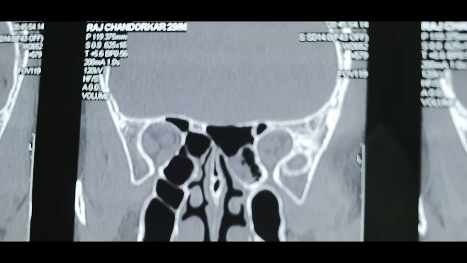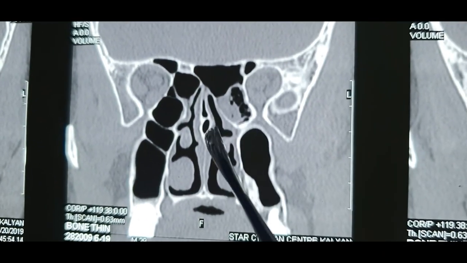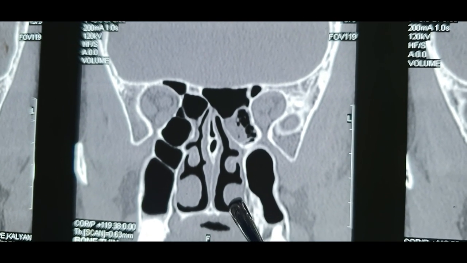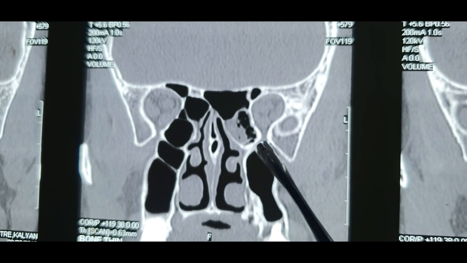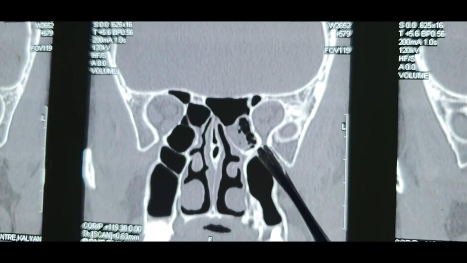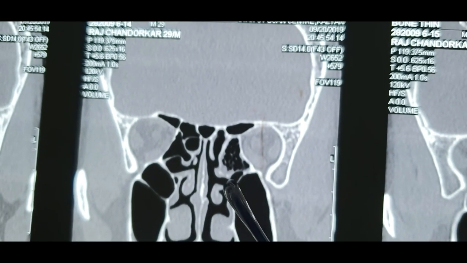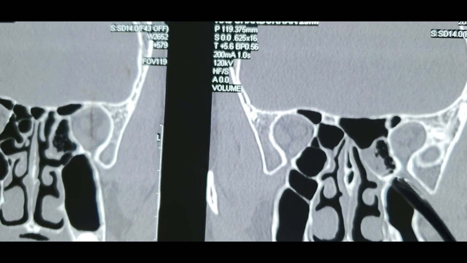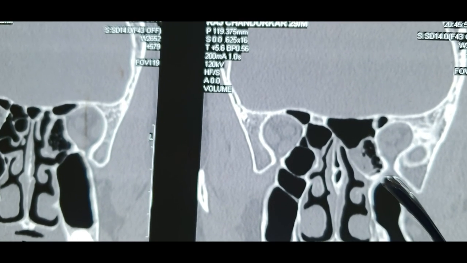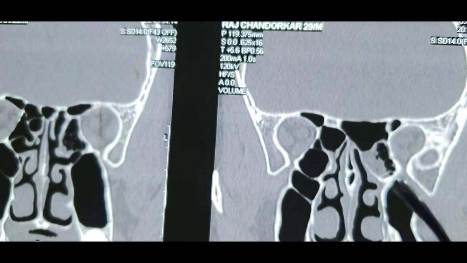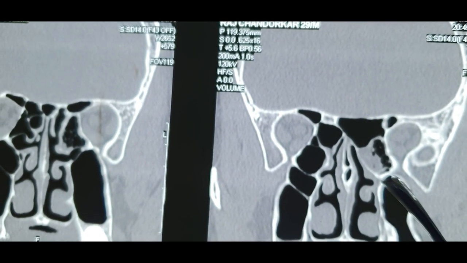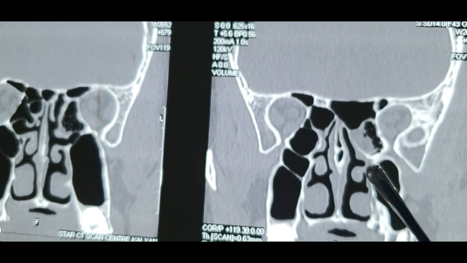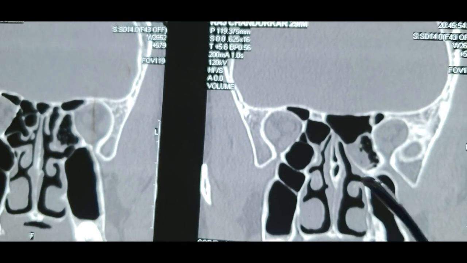I'll give you a close-up view. You see this? This is the maxilla. This is the middle turbinate. This is the inferior turbinate. See this canal going in between the two? See this narrow gap? That is your sphenopalatine foramen, through which the sphenopalatine artery and the nasopalatine nerve come. Okay, so this is the sphenopalatine foramen.